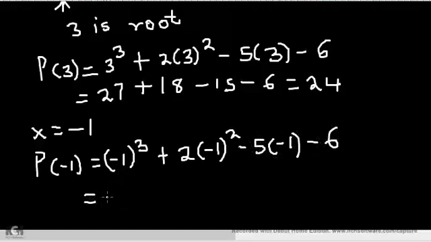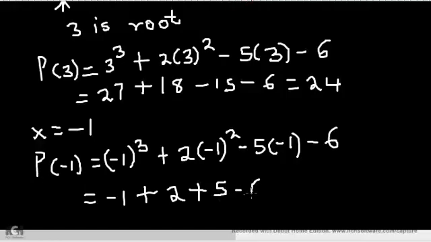Minus 1 raised to the power 3 should give me minus 1, because minus 1 raised to the power 3 is minus 1 times minus 1, which is plus 1. Plus 1 times minus 1, that's minus 1, right? Okay, so then of course minus 1 raised to the power 2, that's 1. 1 times 2 is 2. Minus 5. 5 times minus 1, that's minus 5. Minus 1 times minus, into minus, of course you should know that is plus. So what I'm going to have here is plus 5, right?